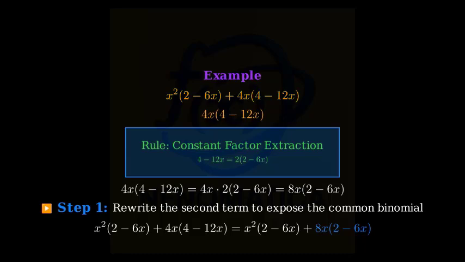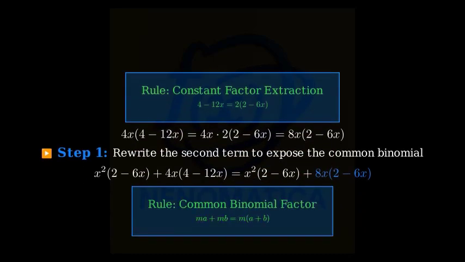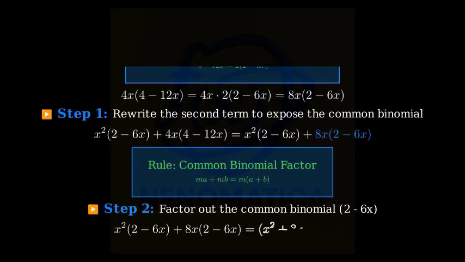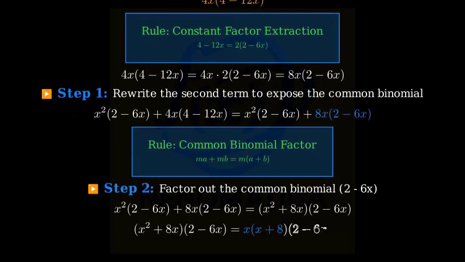Now we can see a common factor in both terms, the binomial 2 minus 6x. Using the common binomial factor rule, we can factor this out. Step 2. Factor out the common binomial 2 minus 6x. When we do this, we get the quantity x squared plus 8x times the binomial 2 minus 6x. We can further simplify x squared plus 8x as x times the quantity x plus 8. Let's rearrange our factors to get our final form.